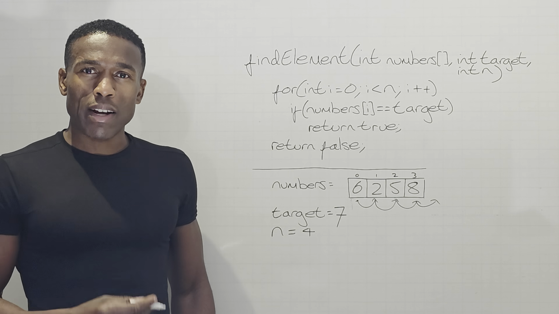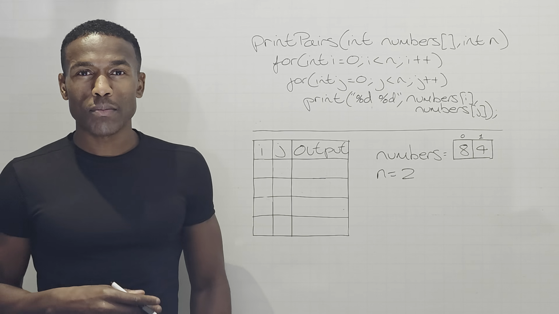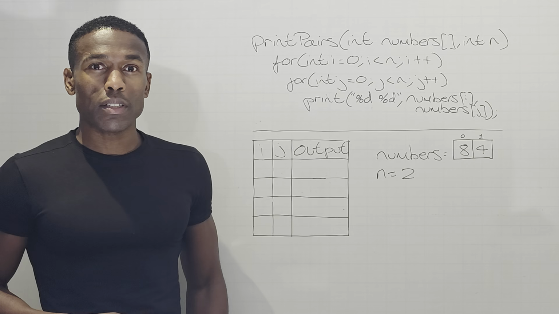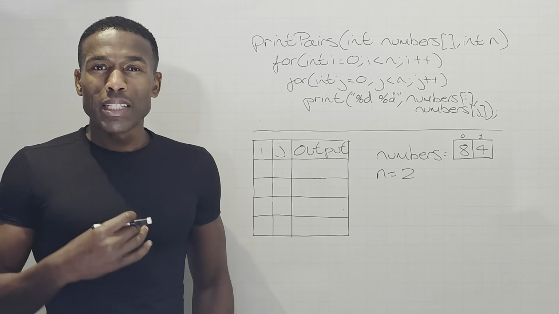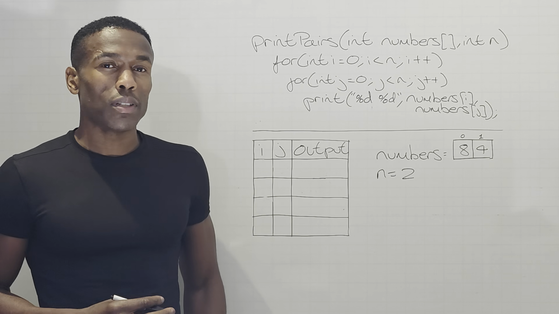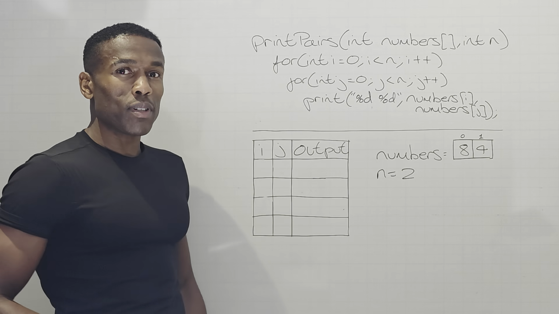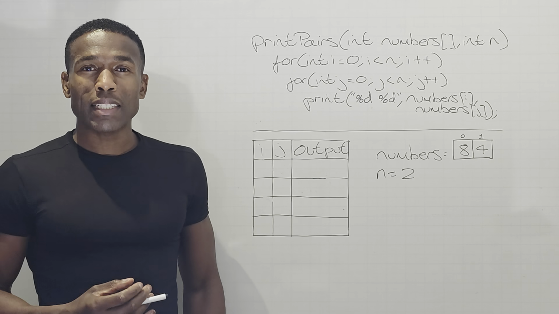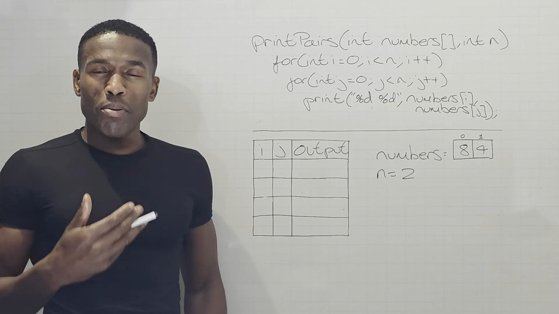Okay, so here we have a method named printPairs, which takes an array of numbers and the length of the array as arguments. Now, this method contains a nested loop. So you'll see the outer loop and then the inner loop within. Then within that, we have a print statement which simply prints out the numbers as both loops traverse the array.